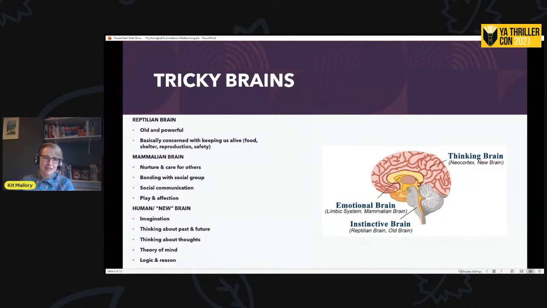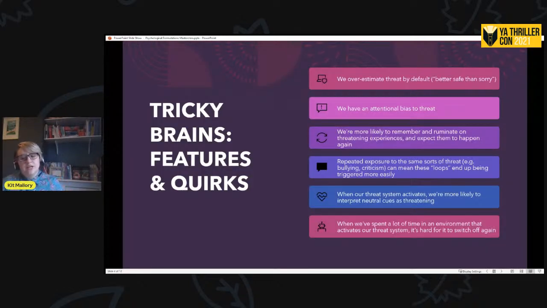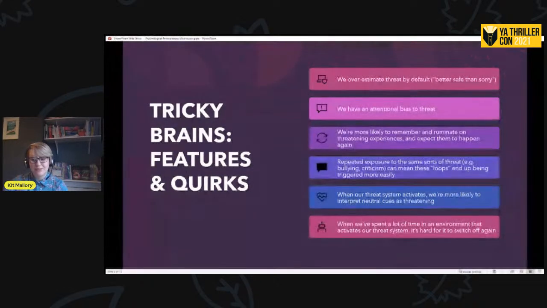Again, thinking about the fact that you're probably going to be putting your characters in a lot of really stressful situations, it's useful to know what kind of features and quirks we have, and how your characters' brains are probably going to work in these kinds of stressful situations. So, features and quirks. Human brains are much more likely to remember negatives than positives, because that is what keeps us alive. Our reptilian brain makes very quick and dirty calculations when the threat system's active, and that's designed to make us respond to a threat as quickly as possible.